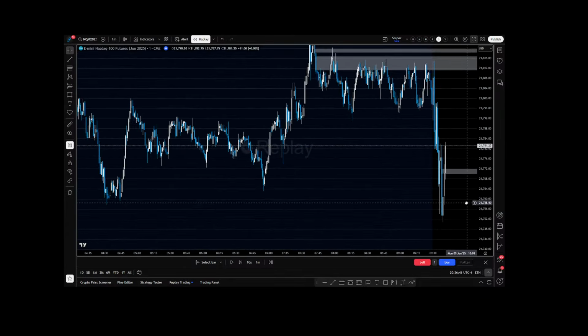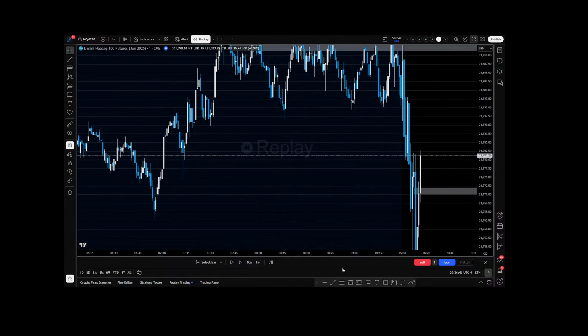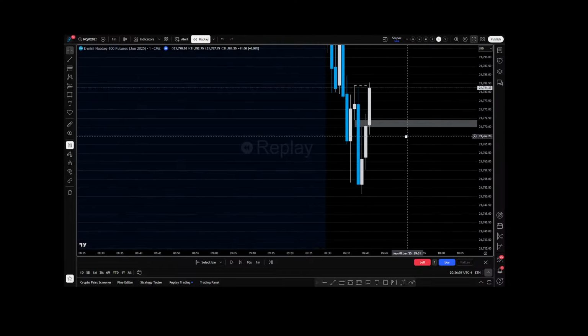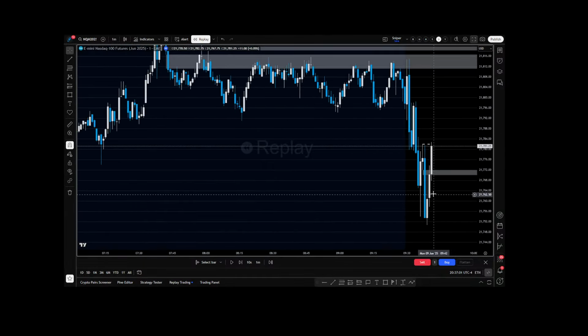Now, conversely, you also want to be aware of why a setup could fail. And in this case, we did sweep an internal high here. I know it doesn't stand out, like it's not a particularly important high, but it is a swing high, right? And that did get swept, and we did not close above it. That said, a setup like this, I would still take.